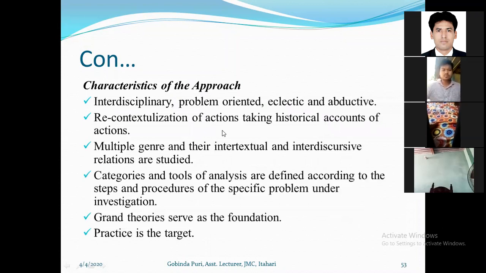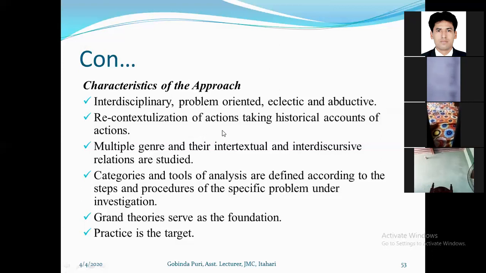Interdisciplinary, problem oriented, eclectic and abductive. Abductive means, you know inductive, you know deductive, but maybe you don't know abductive. Abductive means something in between deductive and inductive methods. Neither is it completely inductive nor completely deductive. So that's what we call abductive.